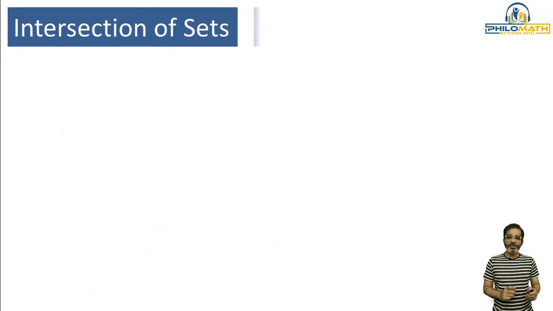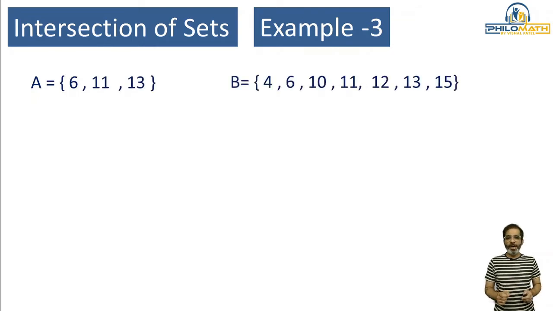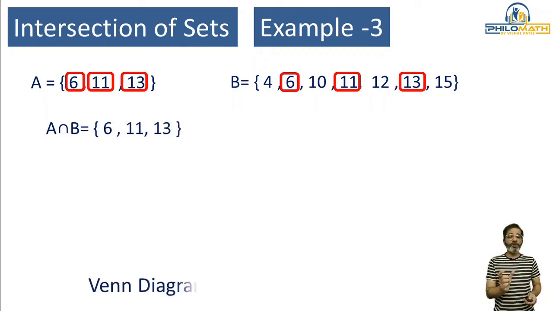Now let's take the third example, students. Let me write down set A and set B. Set A has elements 6, 11 and 13, and B has 4, 6, 10, 11, 12, 13 and 15. Do we have any common elements over here? Yes, we do. What are the common elements? 6, 11 and 13. When I write down the intersection of A and B, we write down only the common elements. So what are the common elements? 6, 11 and 13.